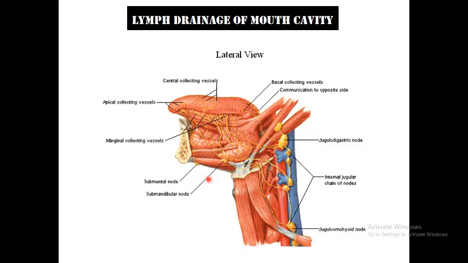About the lymph drainage of the mouth cavity, you have three groups of lymph nodes. Number one, this group, which is called the submental lymph nodes, lies just below the chin.